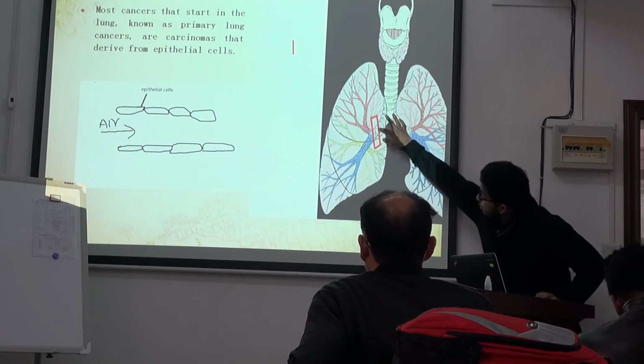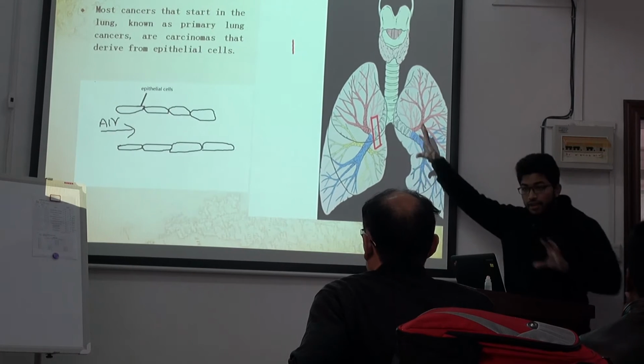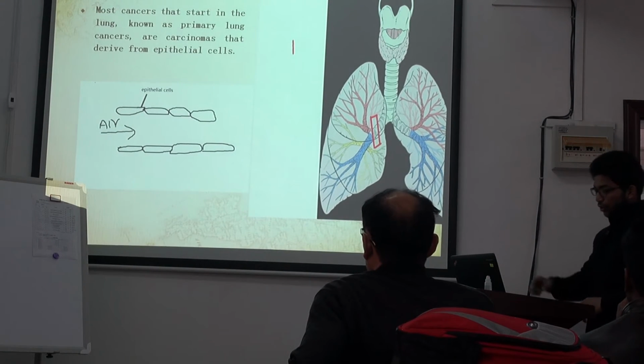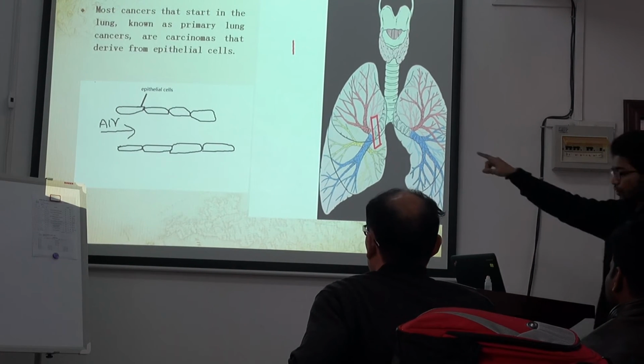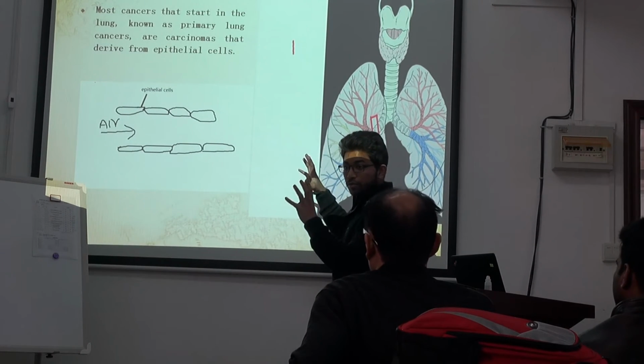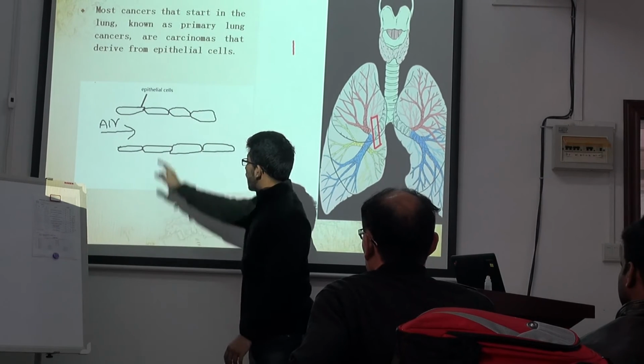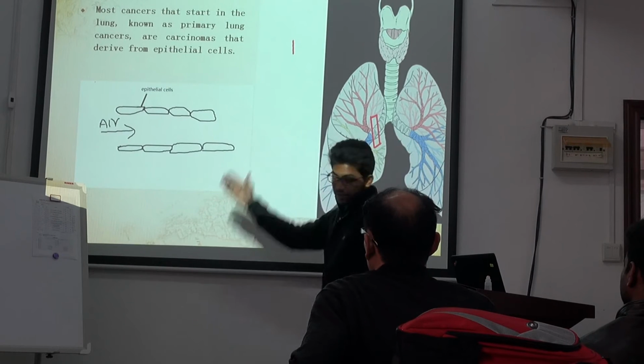Let's see the microscopic structure from here. I cut this open and I'm going to see how it looks. Okay, so this is the epithelial cell which you are going to see. The epithelial cells are glued together, and this is how the air passages are formed. Okay?